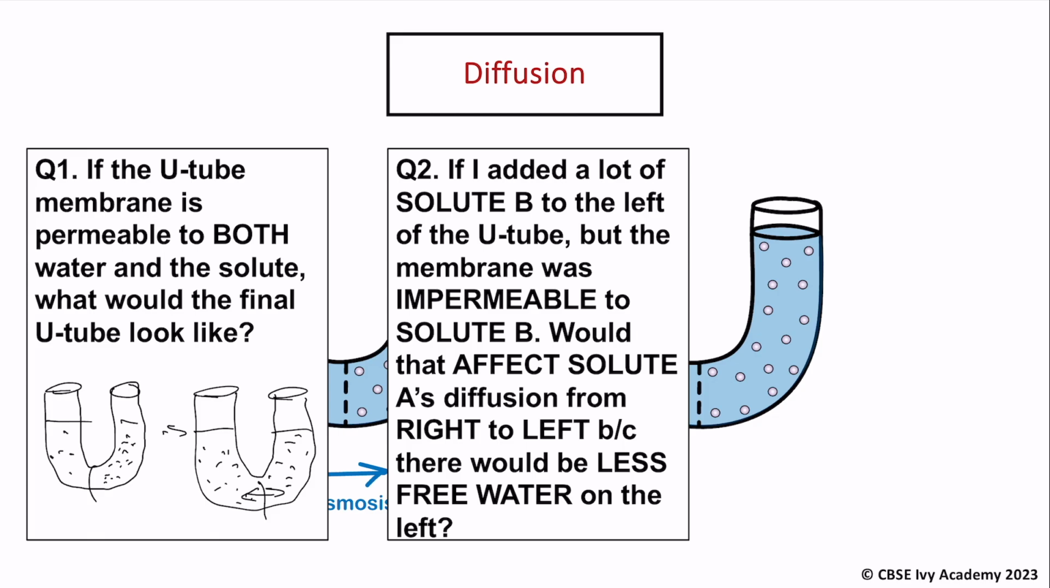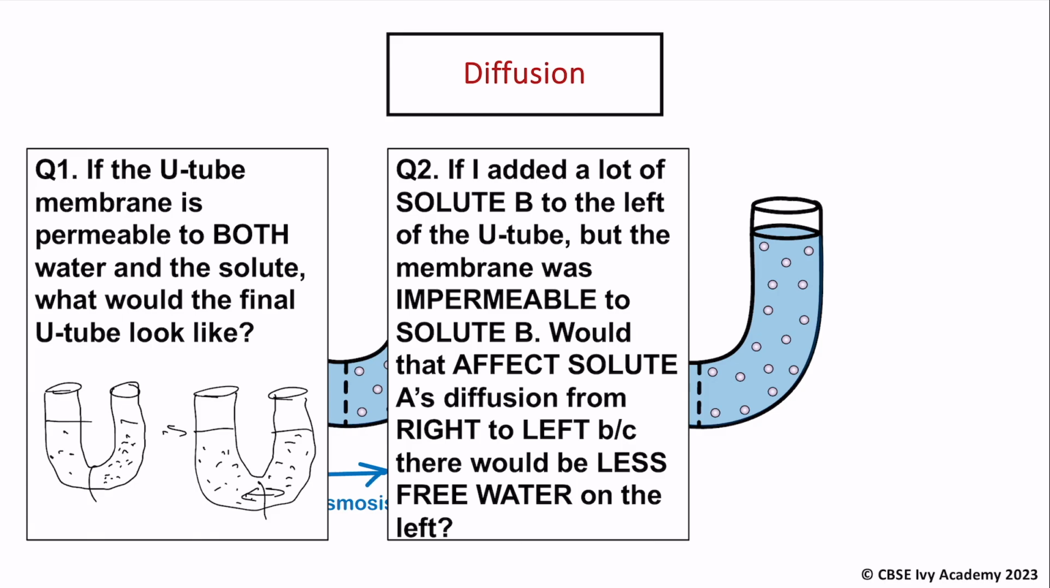If I added a lot of solute B, which is the second solute, different from the first, to the left side of the tube, but the membrane was impermeable to solute B, so B could not flow to the left and right, but say that solute A could. Would that affect solute A's diffusion from right to left or left to right? And the answer is no. It's a core principle to keep in mind that the diffusion of any one solute is always dependent on its own concentration gradient.